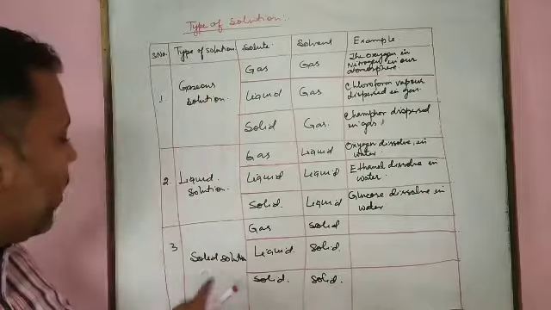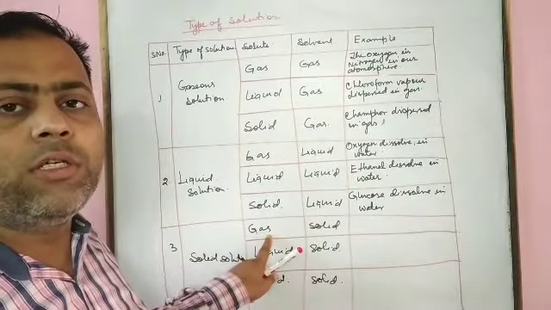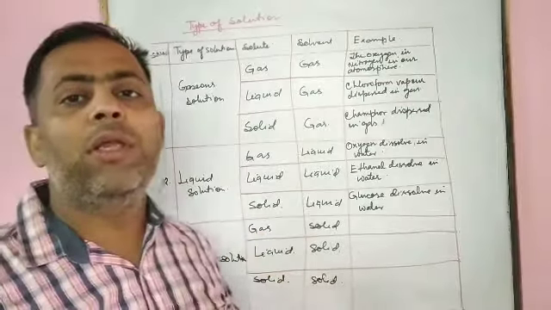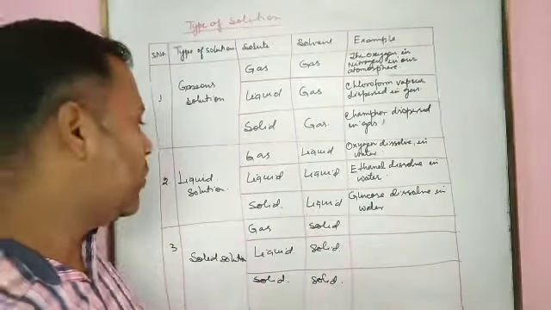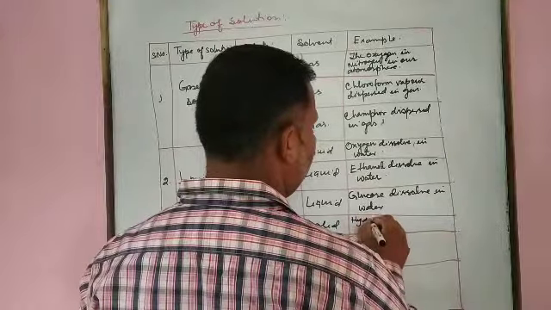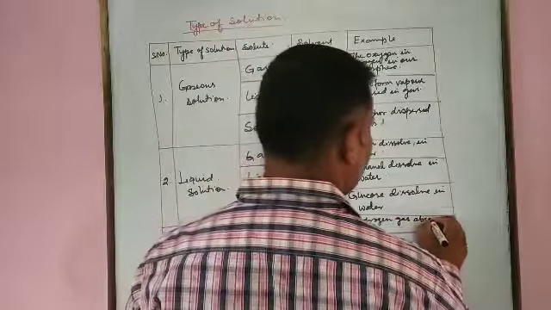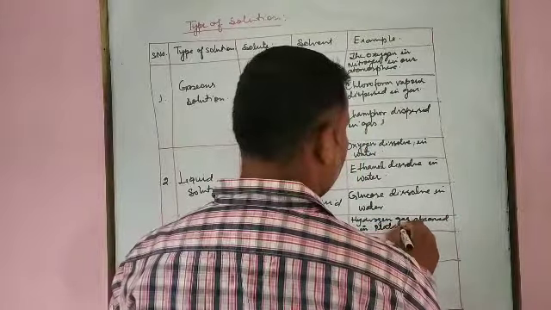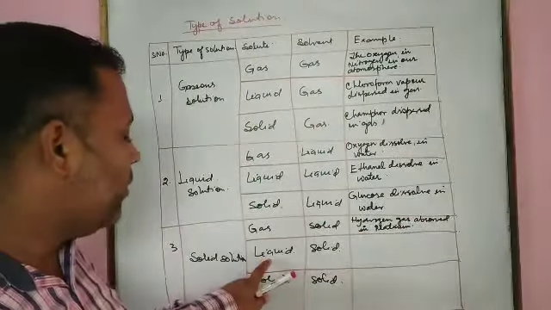Next to that, we have the solid solution, the gas in solid. We have also studied the hydrogenation reaction in class 10th, in which the hydrogen gas is absorbed in nickel, platinum or palladium. So we have hydrogen gas absorbed in platinum, nickel or palladium. The next one, we have liquid in solid.